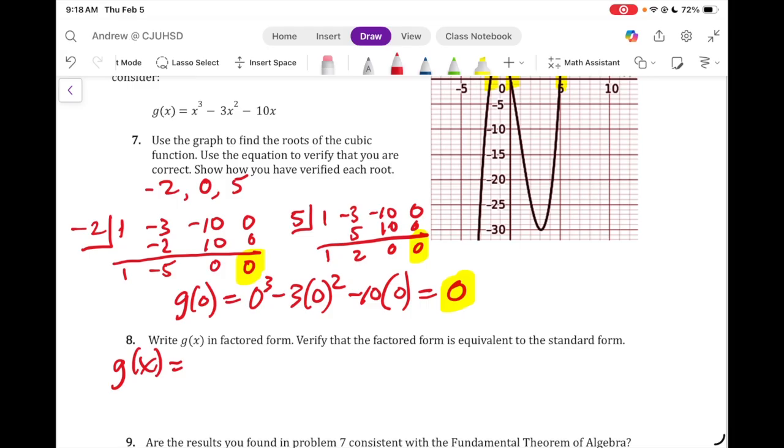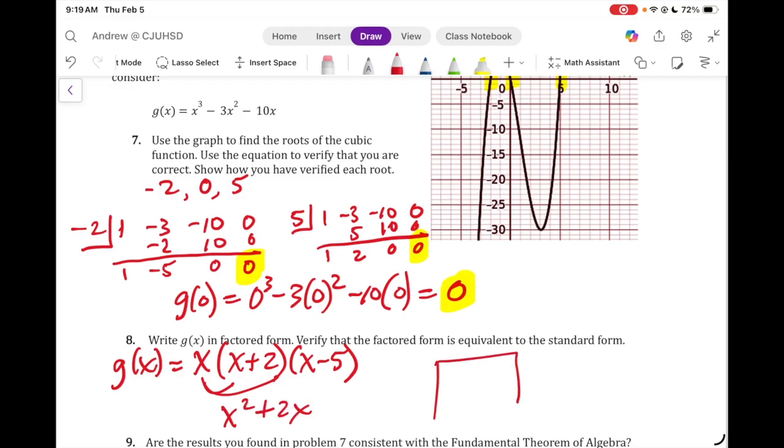And you're going to have an x for 0. So that's 0. That's for negative 2. And this is for positive 5. Now, how can I verify that that's true? Well, if I multiply it back together, I should get the original. If I multiply this, I'm going to get x squared plus 2x.